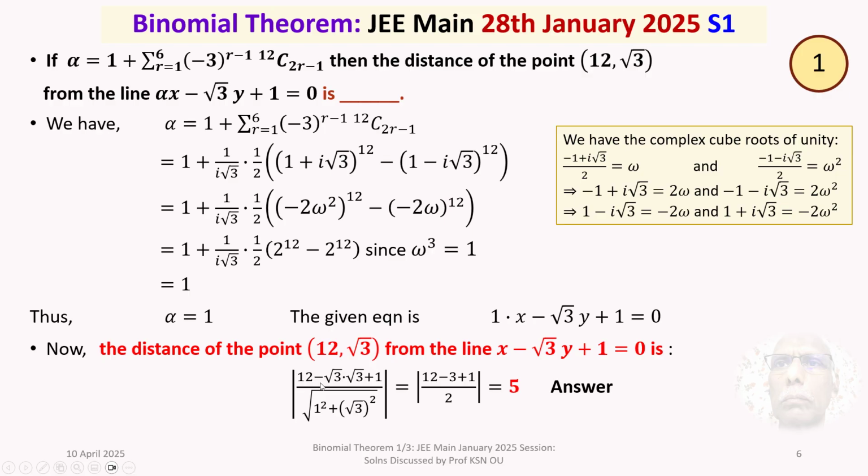Modulus of 12 minus root 3 into root 3 plus 1, by the square root of the coefficient of x square, that is 1 square, plus the coefficient of y square, root 3 square. That is modulus of 12 minus 3 plus 1 by 2, which is equal to 5. The answer to this question is 5.